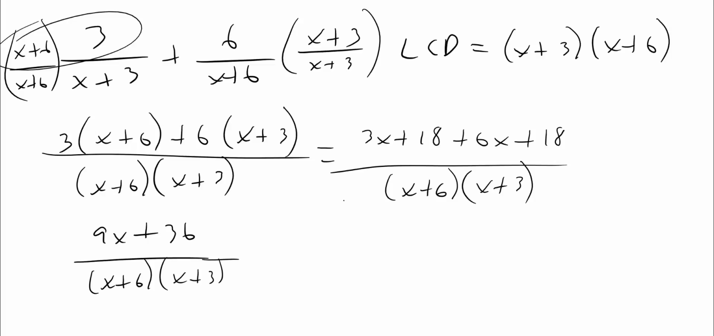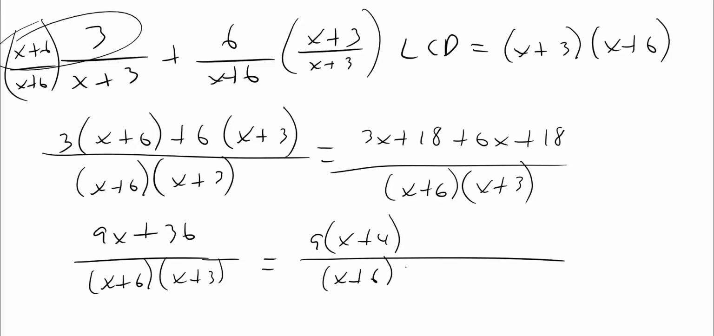Okay, and then I can factor something on the top. I can factor a 9 out. You should recognize that. So I'm going to take a 9 out of there. I get 9, and then that gives me x plus 4. And underneath is x plus 6 and x plus 3. And there's nothing to cancel, so that's my answer.